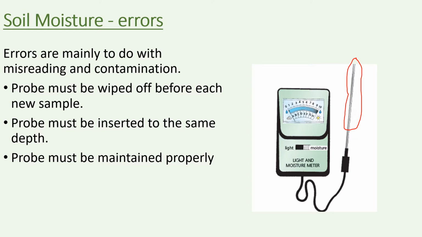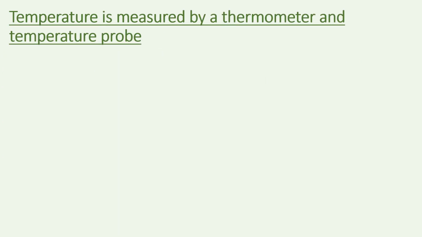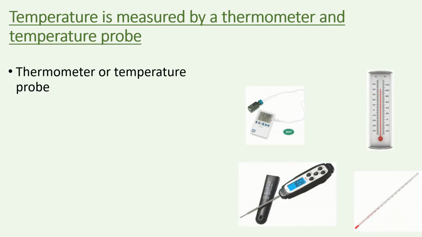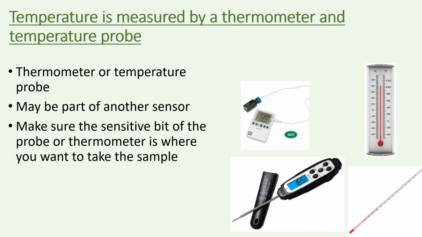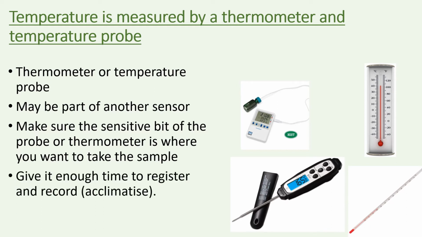So the next thing that we're going to move on to is temperature. Temperature can be measured by a thermometer or a temperature probe. This may be part of another sensor. Make sure that the sensitive bit of the probe or thermometer is where you want to take the sample, and give it enough time to register and acclimatise. You can't take the reading straight away, you have to give it some time to adjust to its new temperature. So there are pictures of all of the thermometers and temperature probes that you might have used in biology.